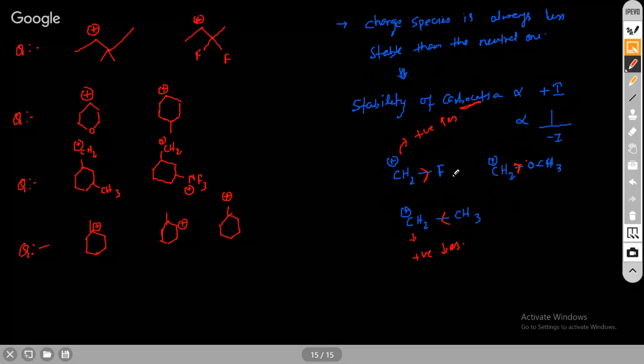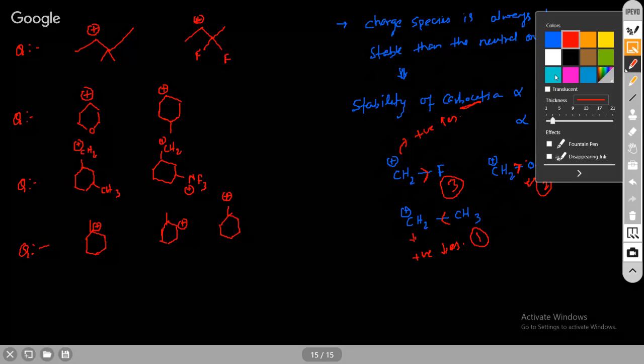But this tendency is less than this, right? So the stability of this is more than this CH2F here. If you compare the stability of all these, this is the first, maximum stable, then the second is this, and third is the stability of this. Okay. Now with this logic, we'll try to solve these examples that I have given you.